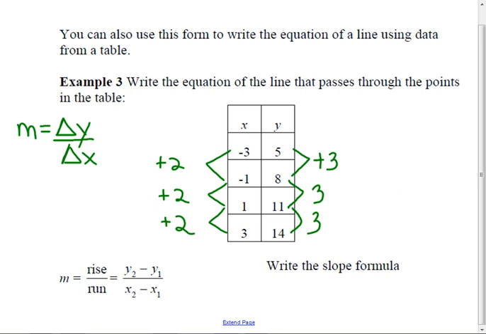It's the y over the x. So what do you think the slope is? The change in y. What's the change in y? 3 or 2? Look at your chart. It's 3. And what's the change in x? 2. There it is. I want to write this in point slope form.